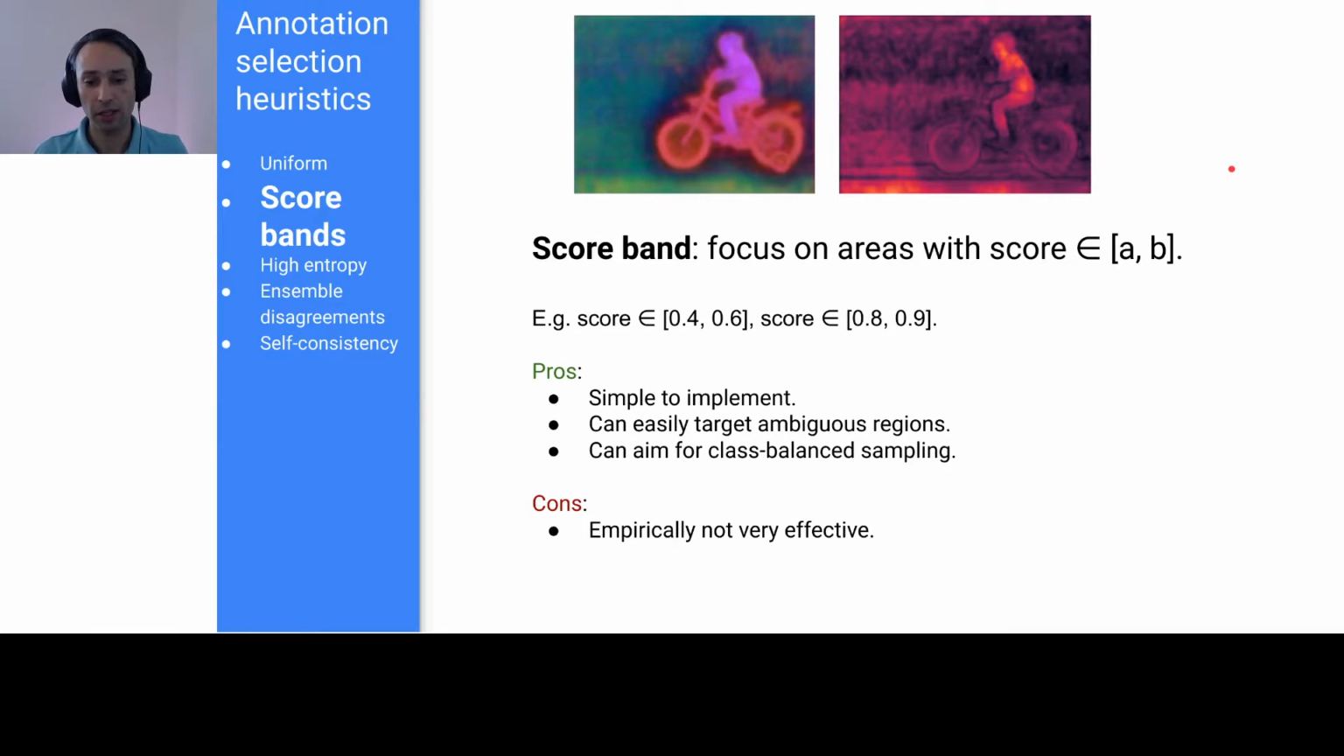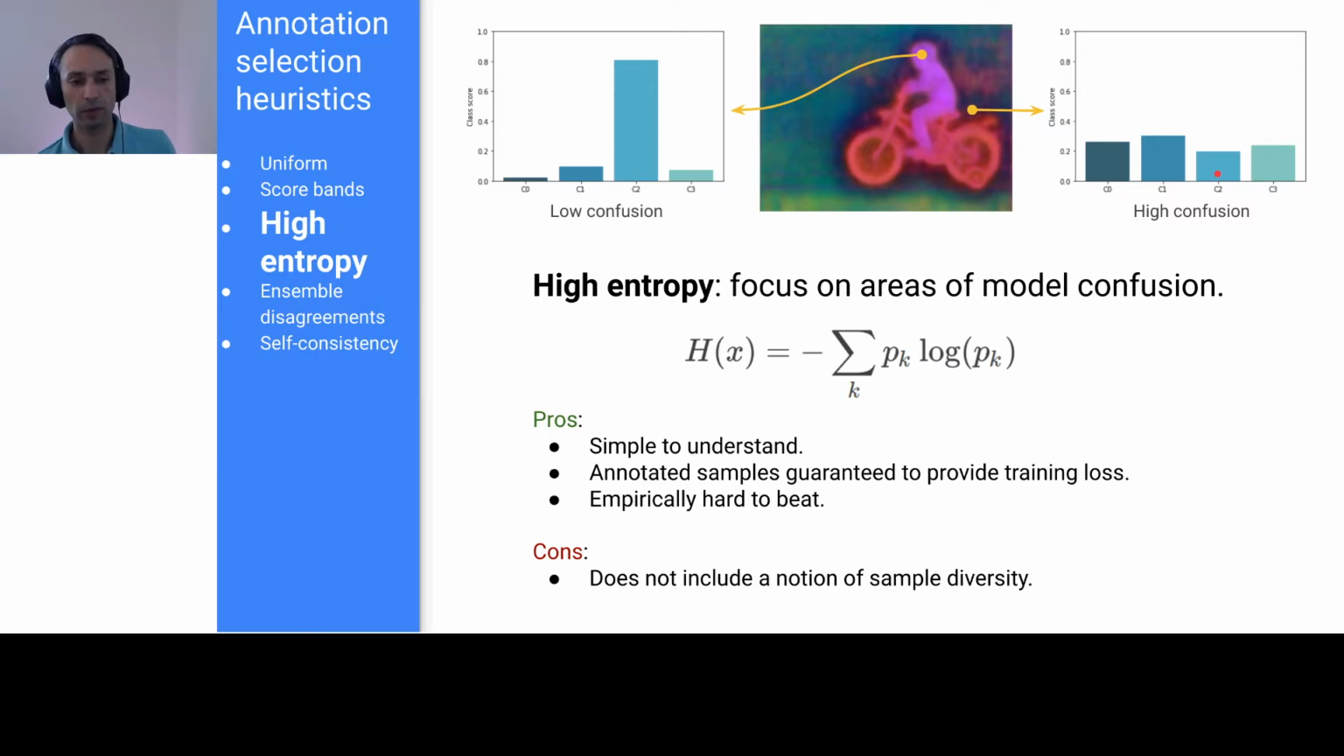You can easily target ambiguous regions by this notion of ambiguity. And because now you're using a model, you can more easily aim for class balance sampling. However, empirically, this is shown to be not a very effective strategy, albeit intuitive. So the simplest strategy that provides the better results is the high entropy measure, or the entropy measure. And this is the one baseline you want to have in your system.